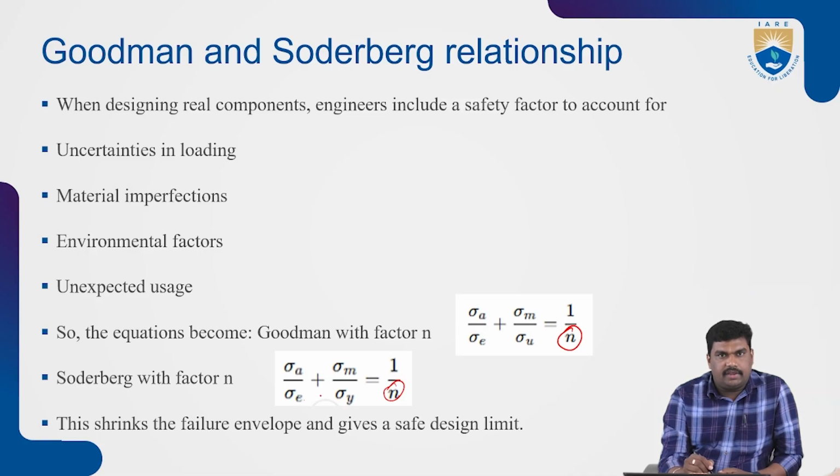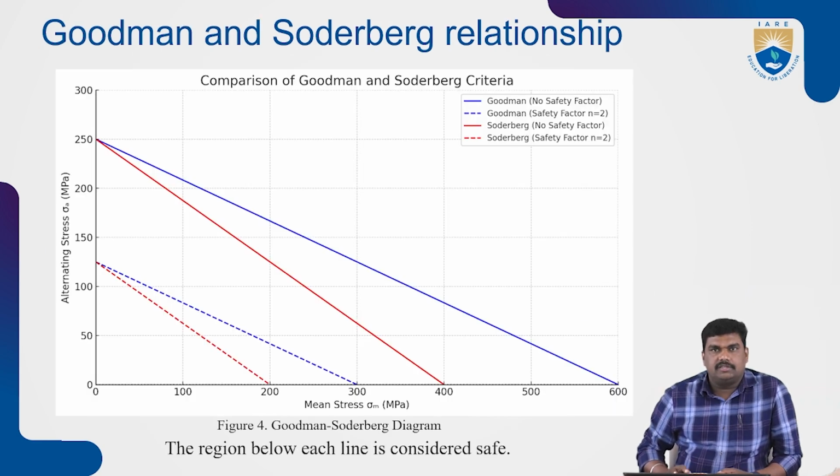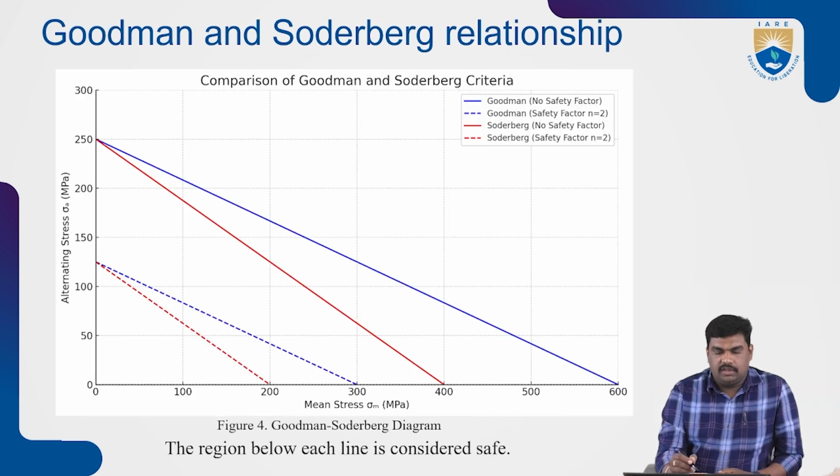When you are calculating and adding, if it is less than this 1 by n, then it is a safe condition. If it is greater than this 1 by n, it is an unsafe condition. So that is the Goodman and Soderberg relationship. You can see one blue line and one red line. The blue lines are Goodman equations and the red lines are Soderberg equations.